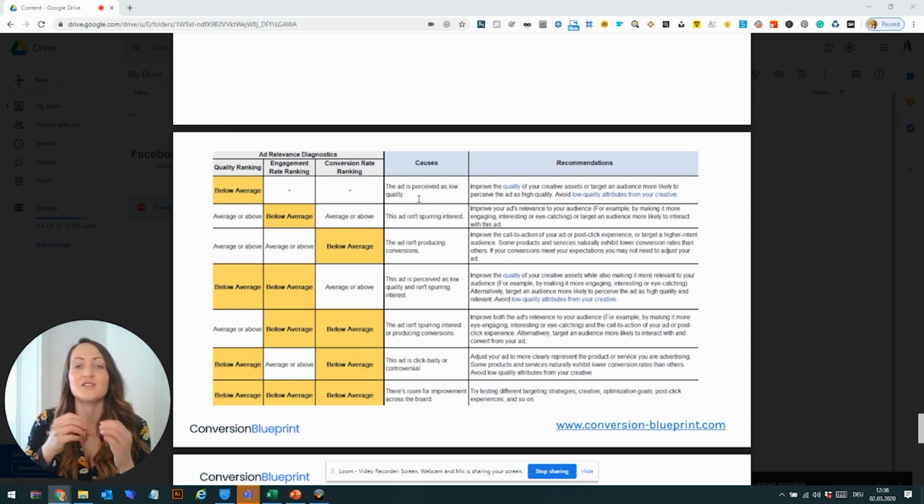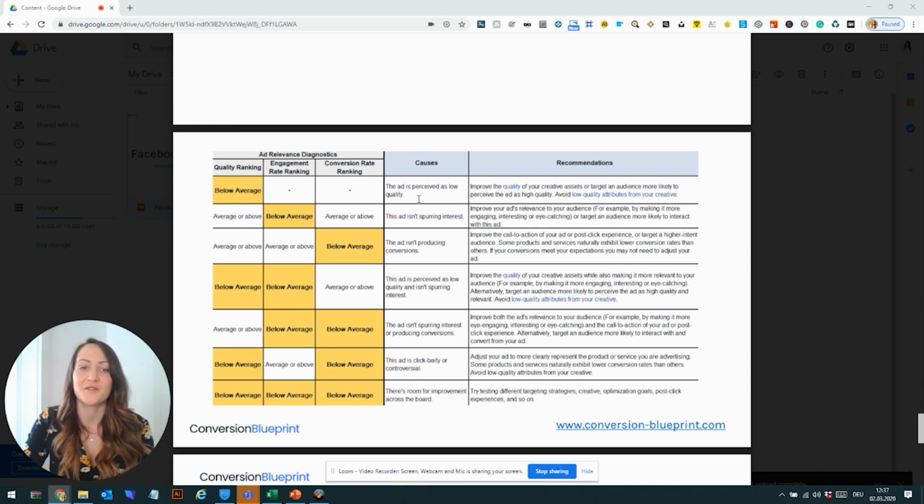And in addition to that, or if this does not produce the result that you want, then you want to target a higher intent audience to make the ad convert. Then if we have a below quality rating and a conversion rate rating that is below average, then your ad is clickbaity or controversial. In this case, you want to adjust your ad to be more clearly representing your product or service. And some products and services naturally exhibit lower conversion rates than others. And you also want to avoid low quality attributes from your creatives.